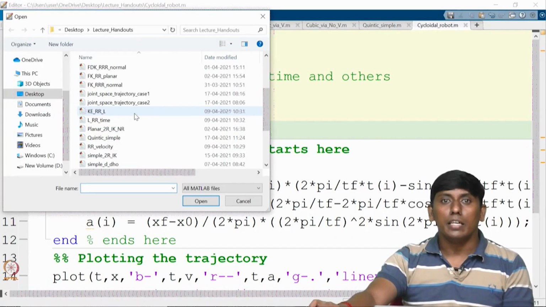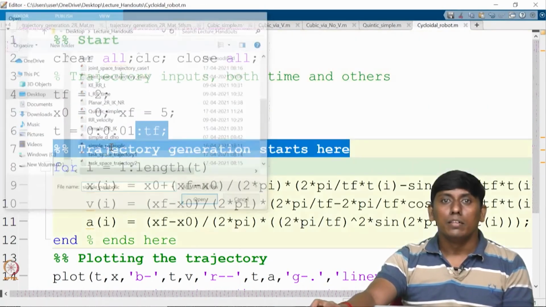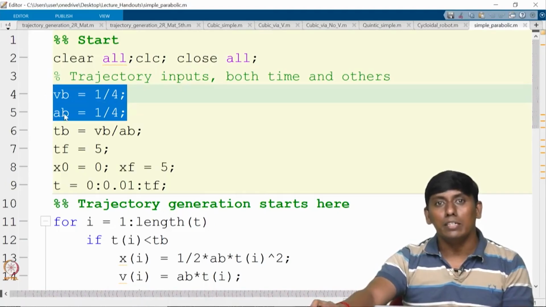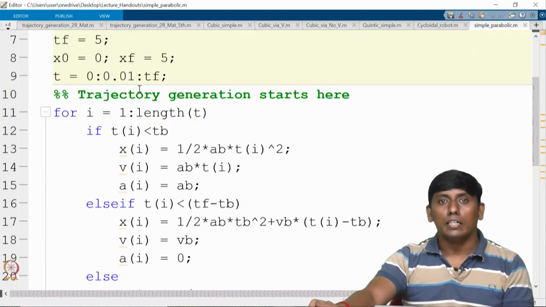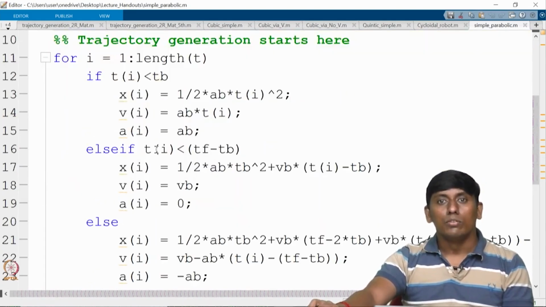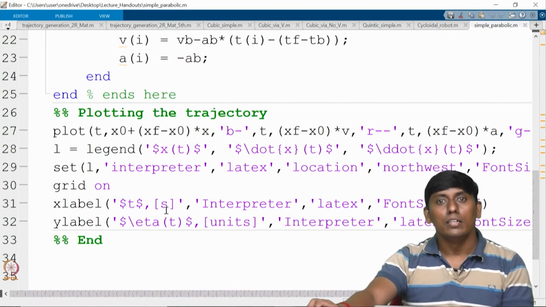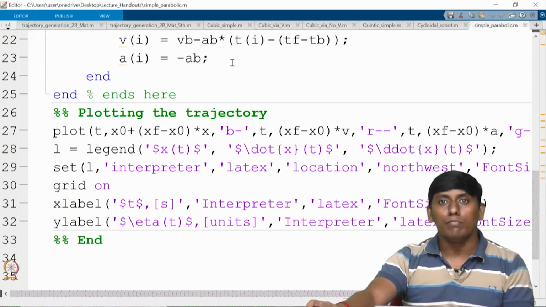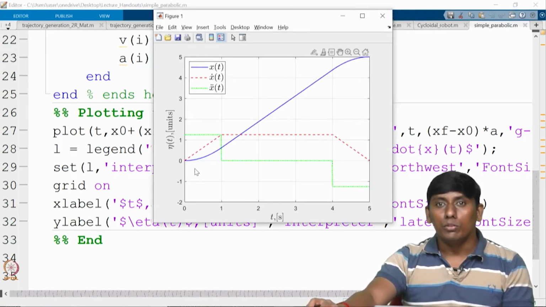For that we are taking the parabolic blend. Okay. Now you can see that VB and AB we have taken as 1/4 each, and in that case you can see this. So we are taking this into consideration. Now I am modifying the equation. Earlier we have written that, I modified it into 3 segments, and then I am plotting it. Okay. So if we run this, you can feel what exactly is happening. You can see, right.